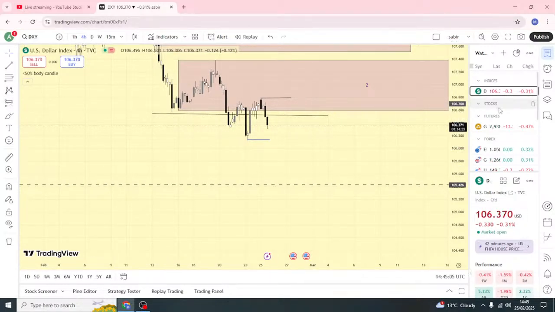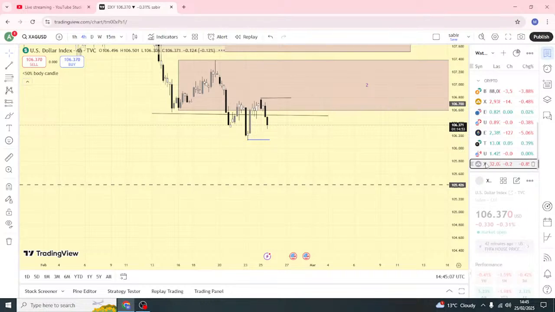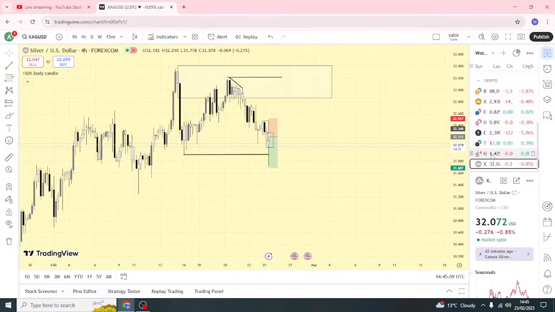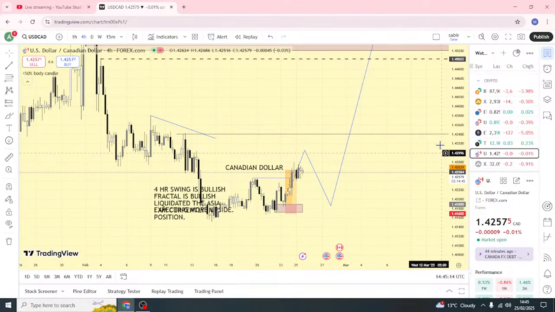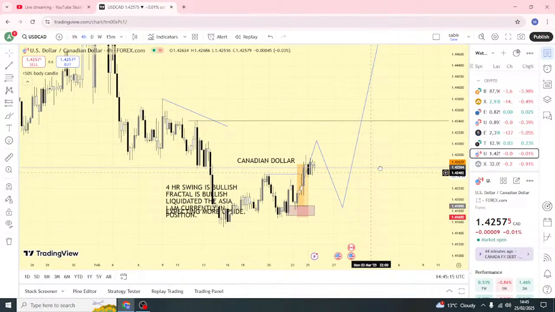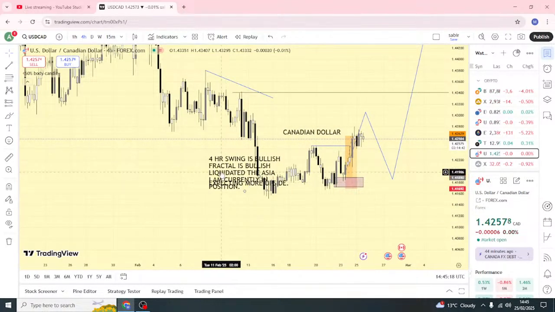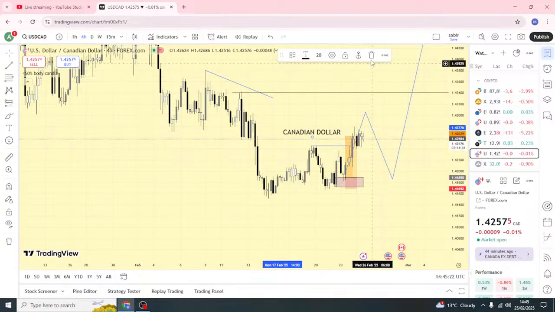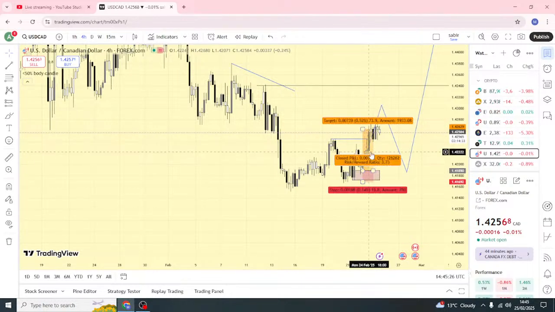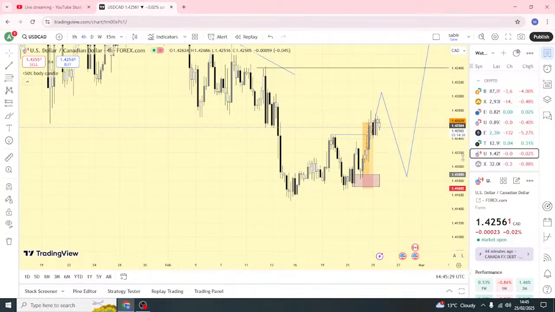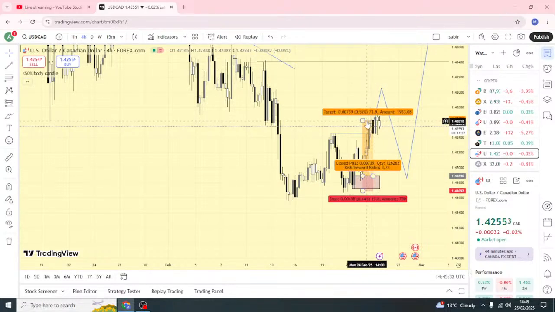Going into silver, yes, I have explained silver. Okay, going to USD CAD, you can very clearly see these are the examples of trades I take personally. Okay, this is USD CAD. Very clean, guys, 1:3, 1:4 approximately. So let me clear everything for you so you can know it.